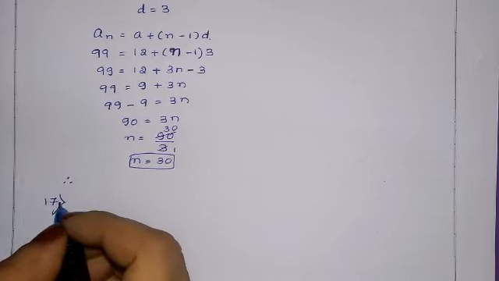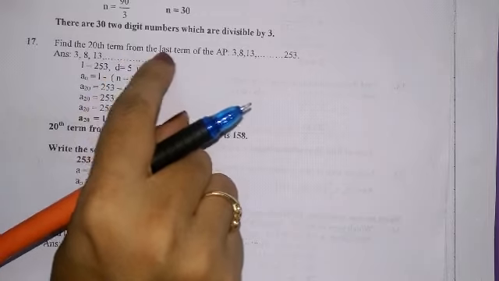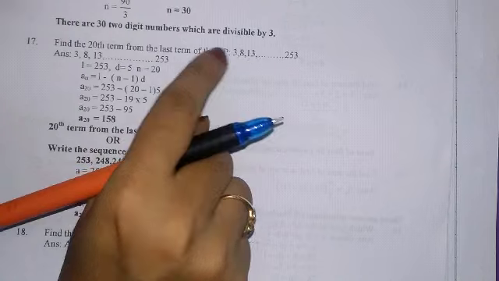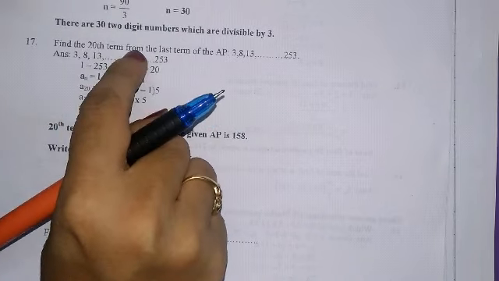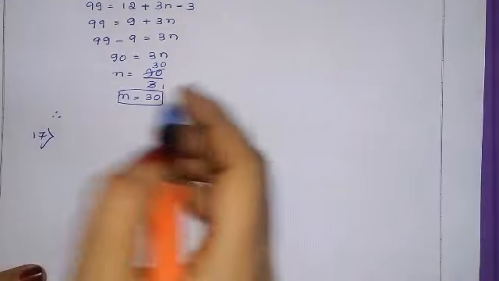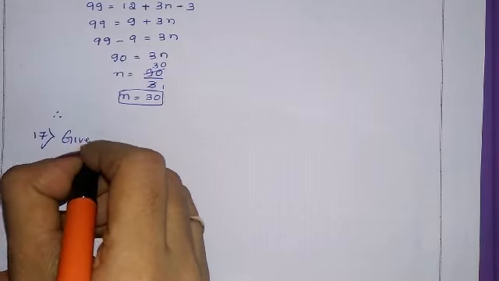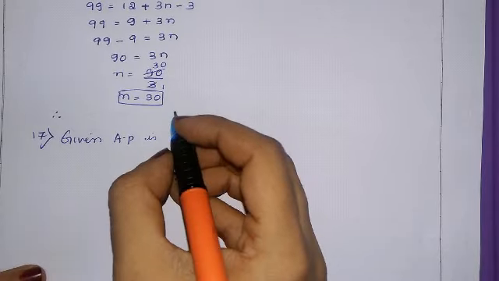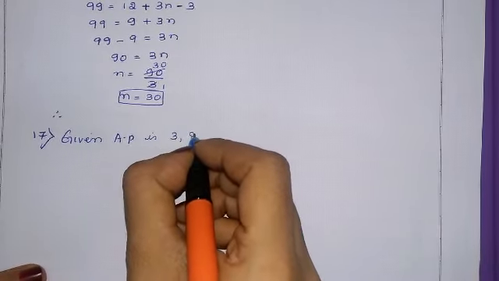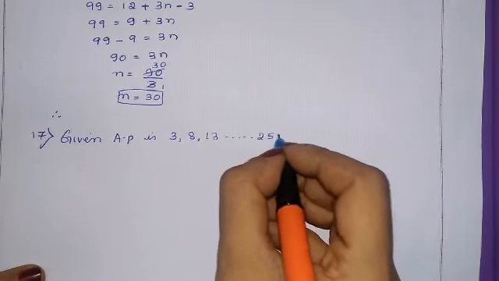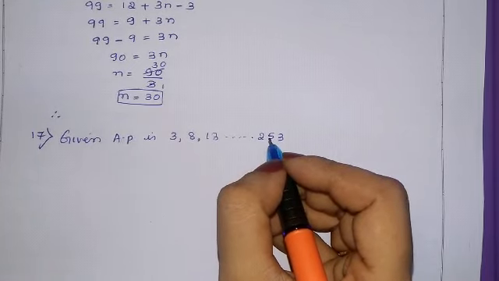Question number 17. Here, find the 20th term from the last term of the given AP. The given AP is 3, 8, 13, and so on up to 253. So from the last term we have to find the 20th term.